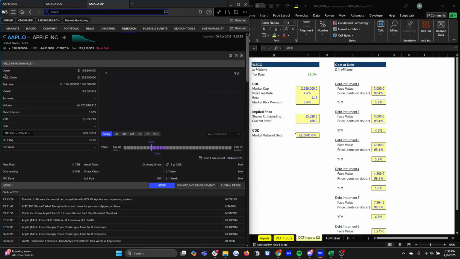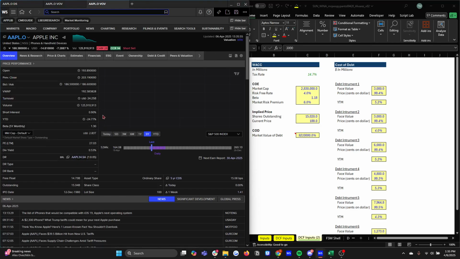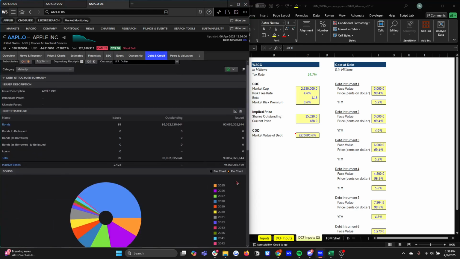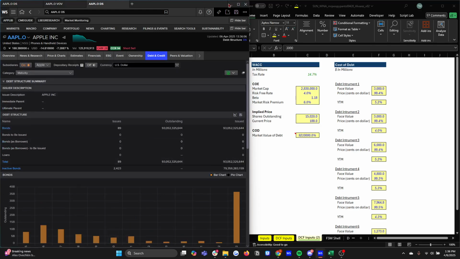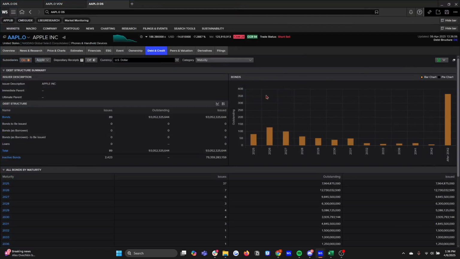And then it'll take us to this page that I'm sure you're all familiar with. We're going to navigate over to debt and credit and then click debt structure. This will pull up something like this. Yours might look like this on default. If I make my screen bigger, flat out, it'll look like this.